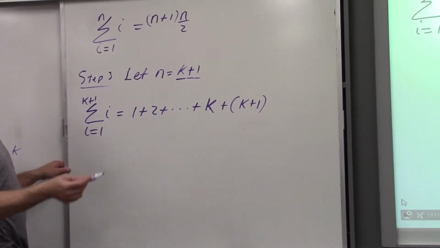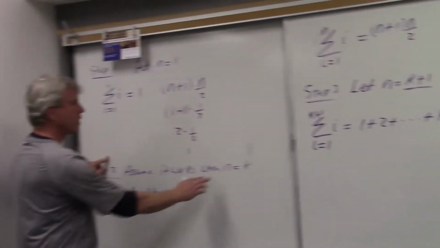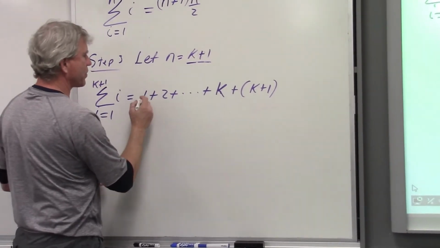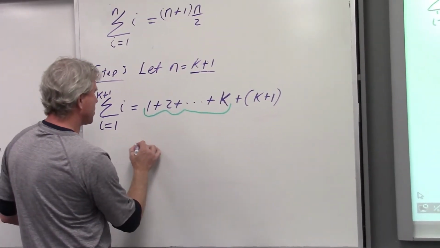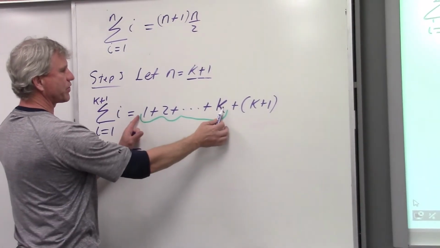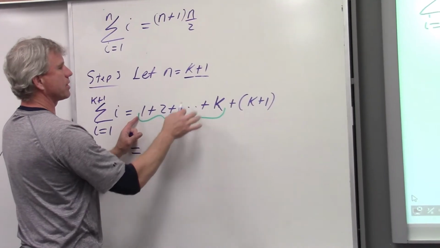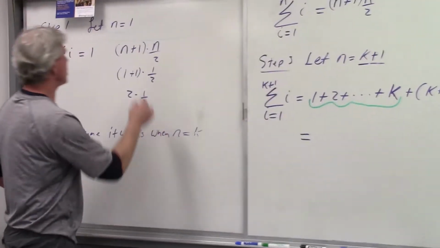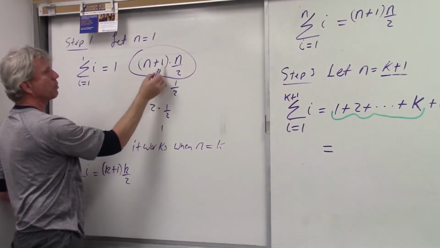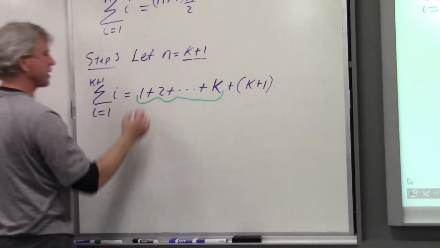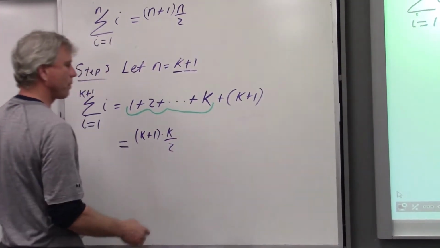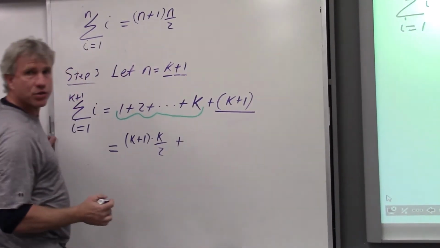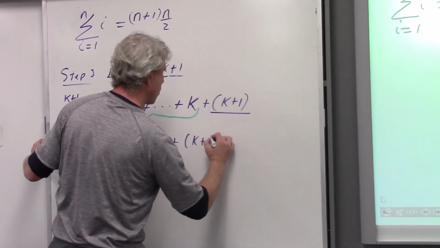In step 3, you always need to use your assumption from step 2 that the formula worked for n equal k. So when I look at the summation I have here, I have the sum 1 plus 2 plus dot dot dot plus k. From my inductive step, step 2, we assume that the formula works for this sum right here. So the sum 1 plus 2 plus dot dot dot plus k can be gotten using the formula, which is the n plus 1 times n over 2 formula. So we replace n with k, we get k plus 1 times k over 2, plus we have this extra k plus 1 this time. So we add it on, k plus 1.